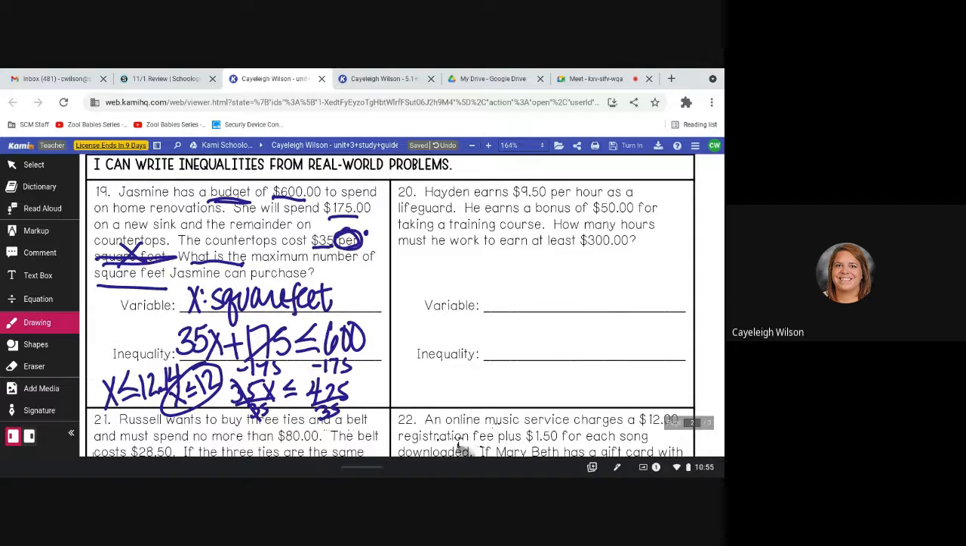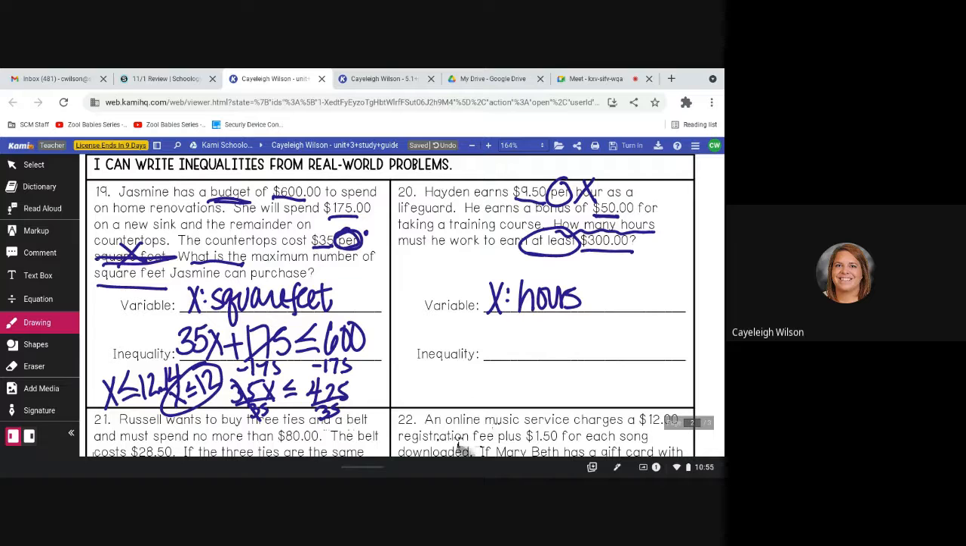All right, last one here. So it says Hayden earns $9.50 per hour as a lifeguard. He earns a bonus of $50 for taking a training course. How many hours must he work to earn at least 300? How many hours? So X is hours. Go back. He earns $9.50 per hour. Oh, there's my hour. As a lifeguard, he earns a bonus of 50 and he wants to earn at least 300.